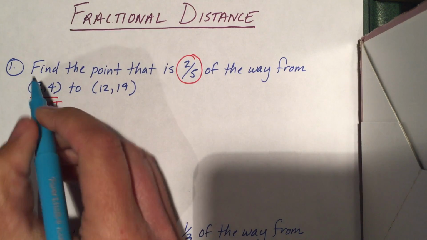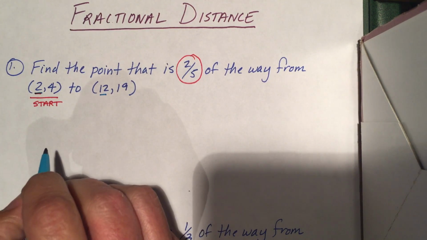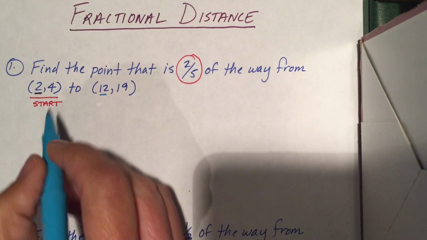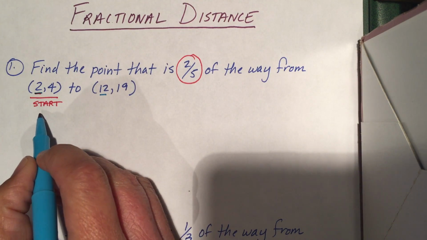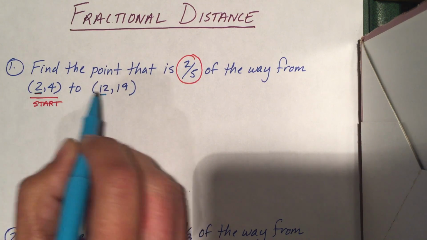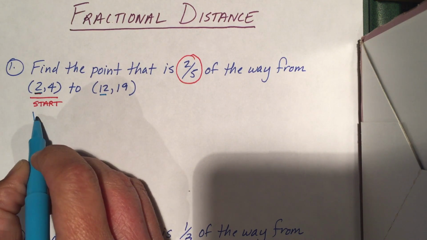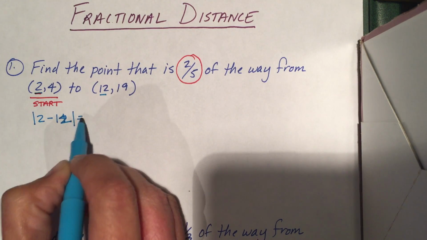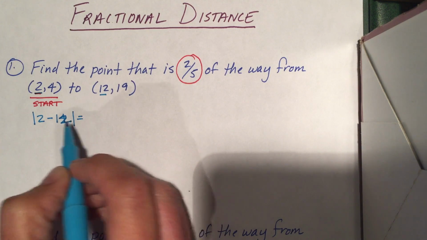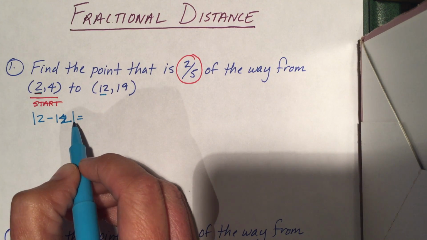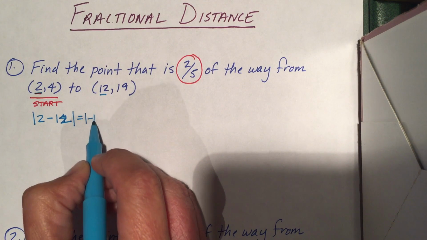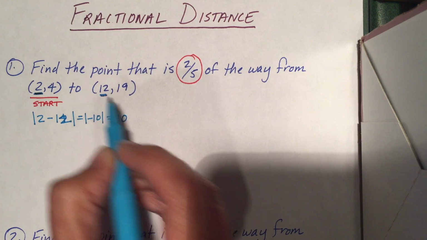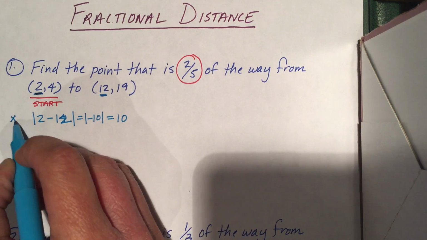So let's look at our x coordinates, 2 and 12. We want to see how far apart are 2 and 12. I'm going to take the absolute value of the difference. I can probably tell they're 10 apart, but I'm going to take the absolute value of the difference. Remember that, that's how we find the distance. So 2 minus 12 gives you negative 10. And when you take the absolute value of negative 10, you get 10. So I know that my x's are 10 apart.